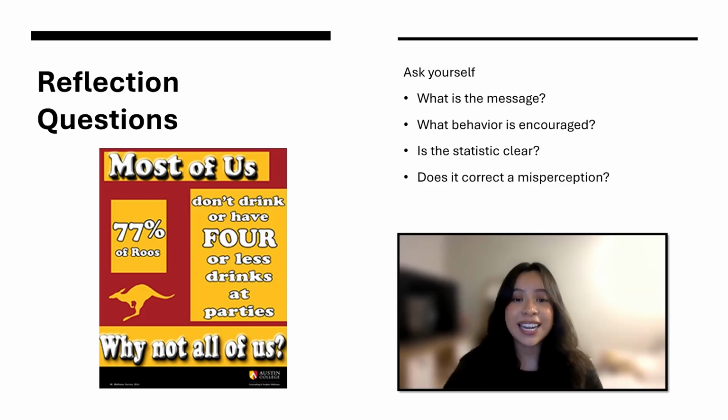So when you're creating, designing, or evaluating your design, just make sure that you're keeping these questions in mind. Every strong social norms design should have a clear message, it should encourage a safe behavior, it should use an accurate statistic, and directly correct a misperception. This one is especially relevant to our work because it matches the type of data we have for WSU, so you'll likely be creating something similar. This one especially has a clear, accurate descriptive norm based on their campus data.